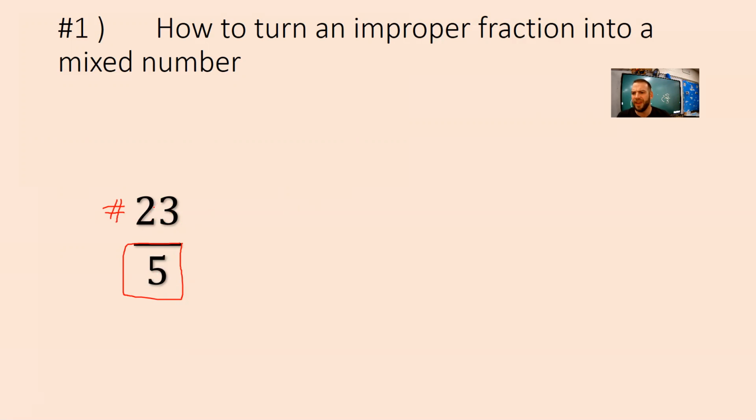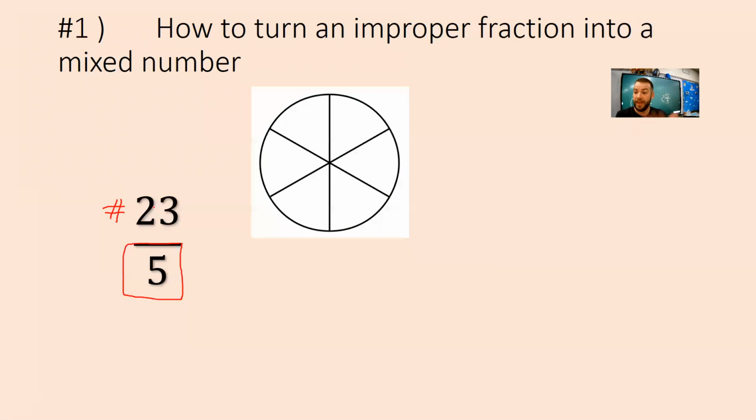But we have more than it takes to make a whole. So we could make some wholes. That would turn it into a mixed number. So let's look at what fifths look like. That's what fifths look like. So we have 1/5, 2/5, 3/5, 4/5, 5/5.